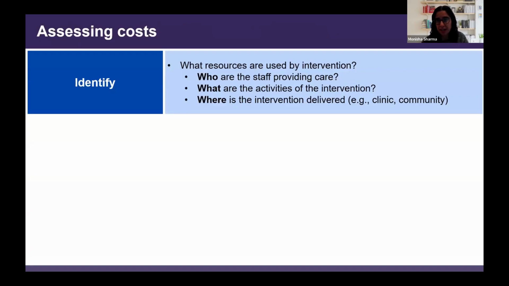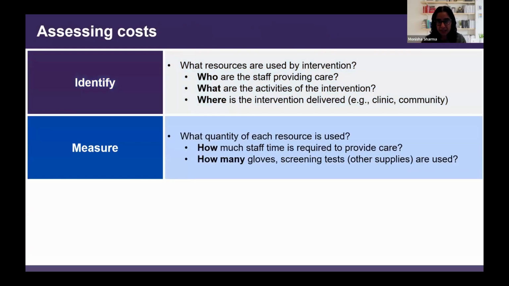So the steps involved in costing is first to identify all of the resources. So who are the staff providing the care, and what are the activities that they're conducting within the intervention? And where is the intervention delivered? Is it in a clinic? Is it in the community?